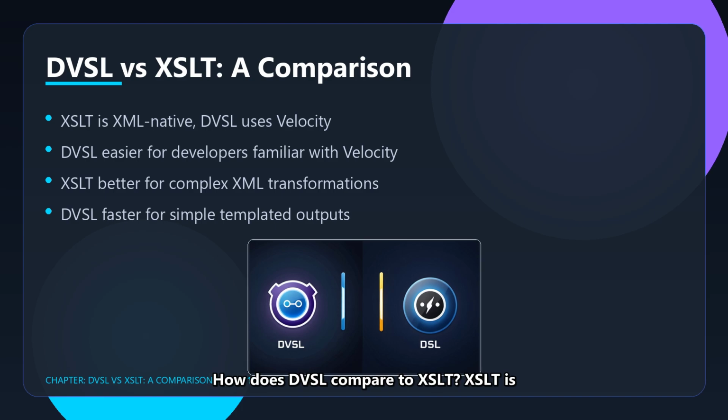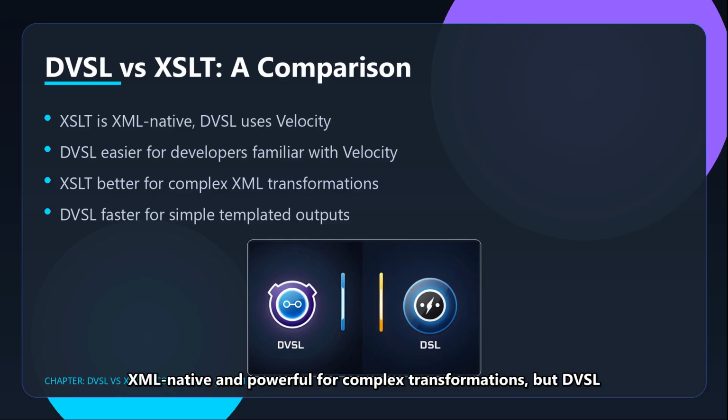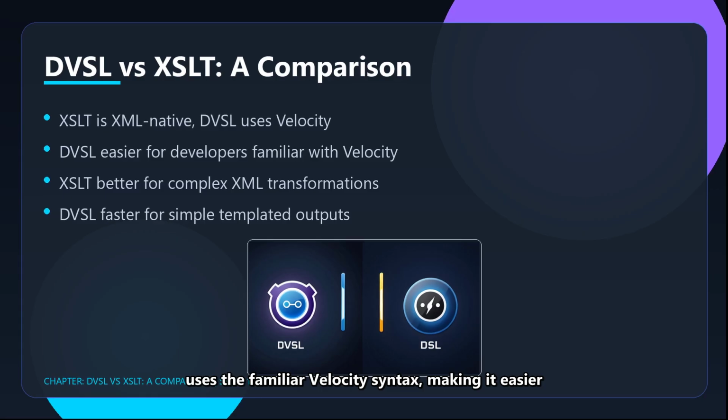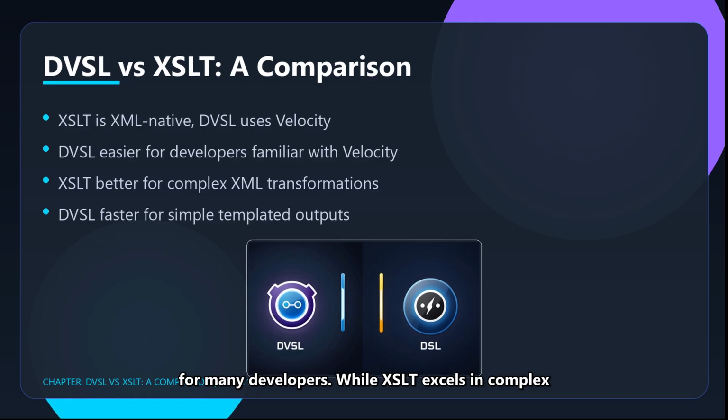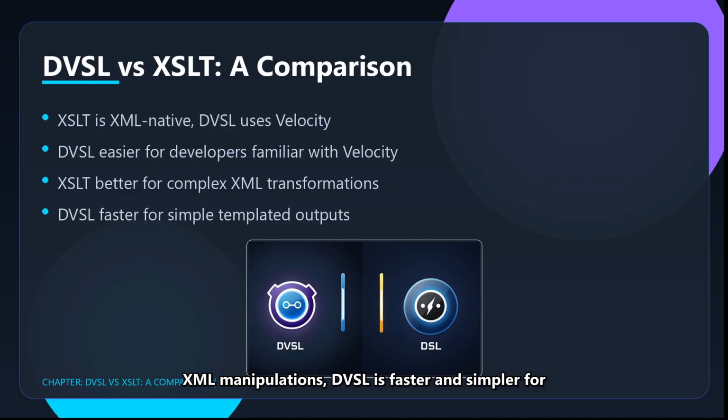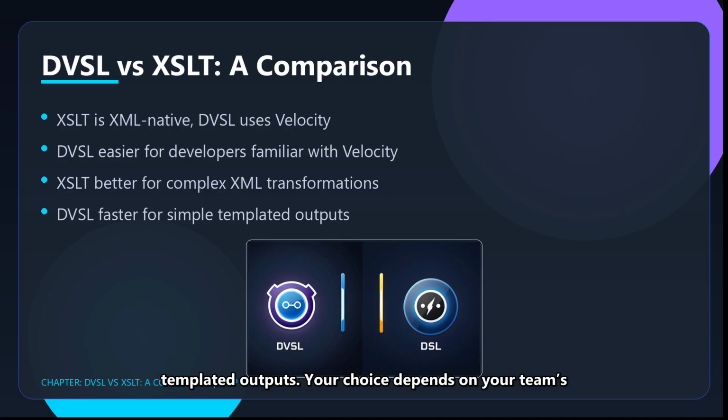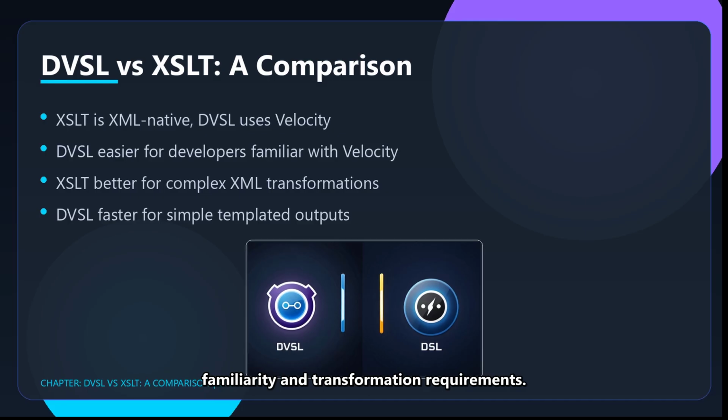How does DVSL compare to XSLT? XSLT is XML native and powerful for complex transformations, but DVSL uses the familiar Velocity syntax, making it easier for many developers. While XSLT excels in complex XML manipulations, DVSL is faster and simpler for templated outputs. Your choice depends on your team's familiarity and transformation requirements.